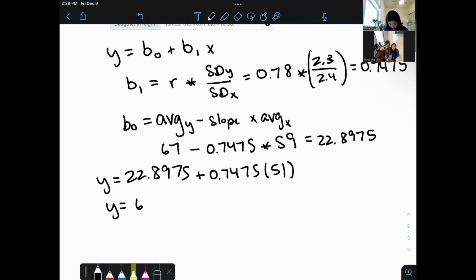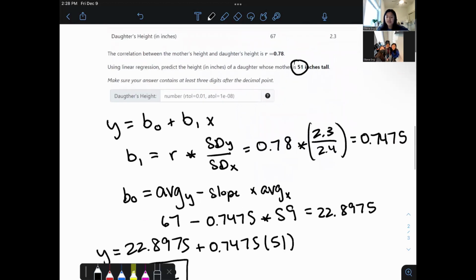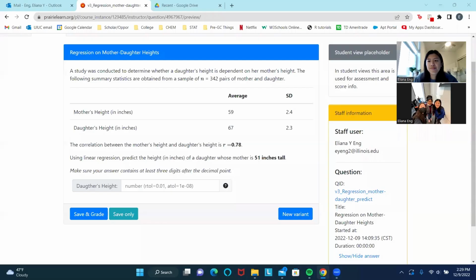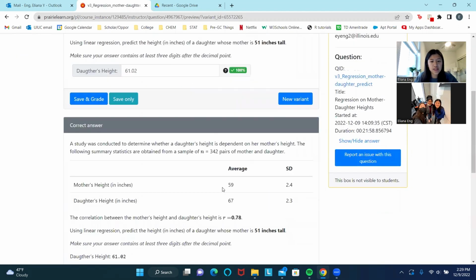And I get 61.2. And this is our final answer, and this is the height of the daughter whose mother is 51 inches tall. And now if we go to the problem and insert the answer that we got, we get the right answer.